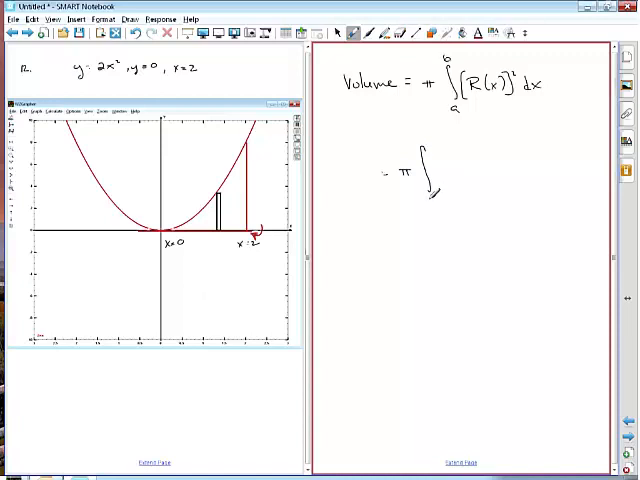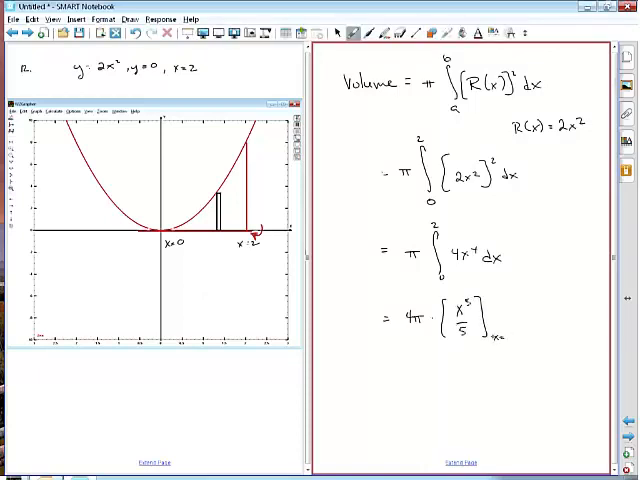Pi times the integral from x equals 0 to x equals 2 of 2x squared quantity squared dx. That's because r of x is just equal to 2x squared. We multiply it out, and we get 4x to the 4th dx. So I'm going to factor out the 4, so we'll get 4 pi. The integral of x to the 4th is x to the 5th over 5. And we'll evaluate that between x equals 0 and x equals 2.